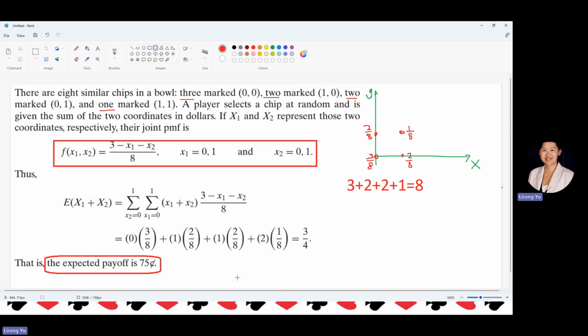And then to be paid $2, that's (1,1). The probability is 1/8, right? So if you want to find the overall payment, 0 times 3/8, plus $1 times 4/8, and then $2 times 1/8, and the total expected payment is 3/4. So this calculation is the expected value of X plus Y. That's the payment. Any question?